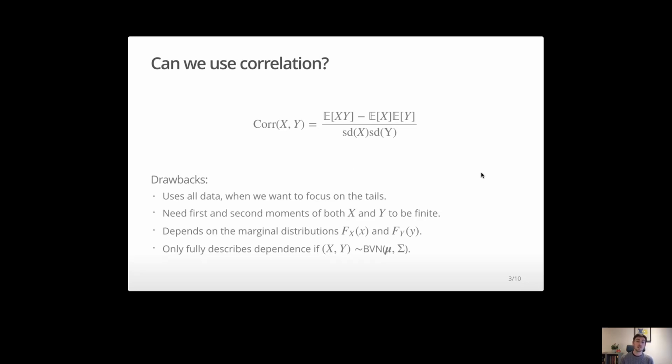The third drawback of looking at the correlation is that this measure depends on what the marginal distributions of X and Y are. If we choose to measure Y on a different scale, then we're going to get a different correlation value. And the final drawback, which should always be borne in mind when using a correlation in any setting, is that it only fully describes the dependence between X and Y if they follow a bivariate normal distribution. Otherwise, we're missing vital information about this dependence by only summarizing it using the correlation.